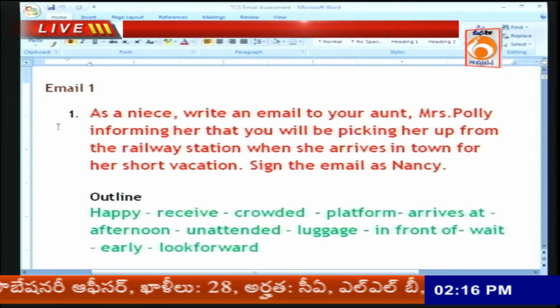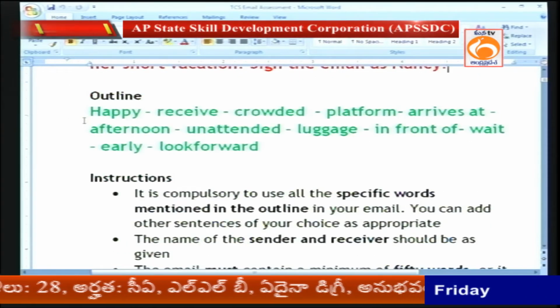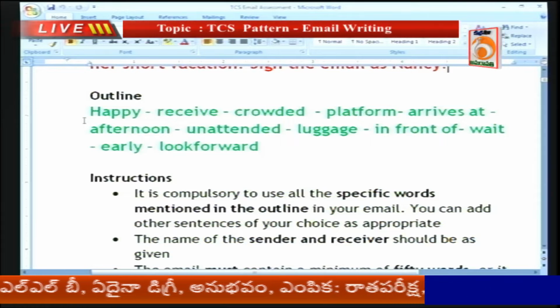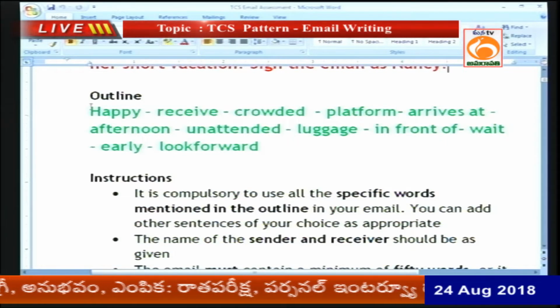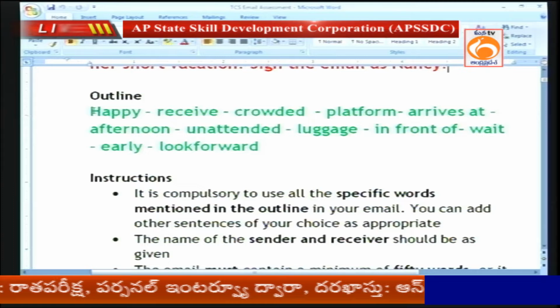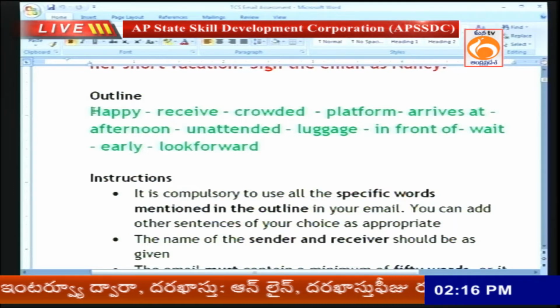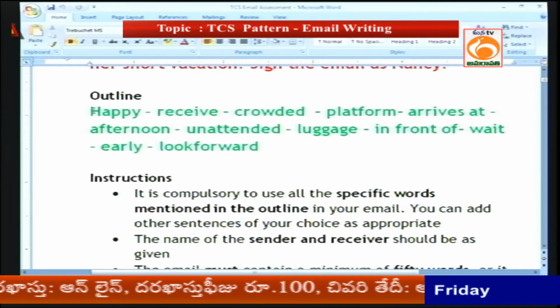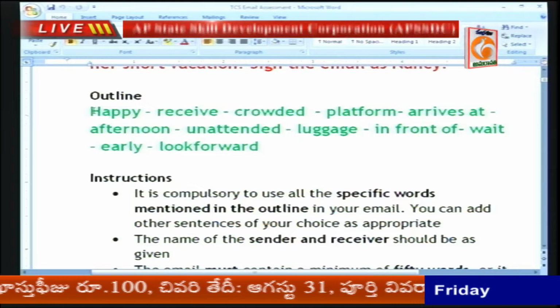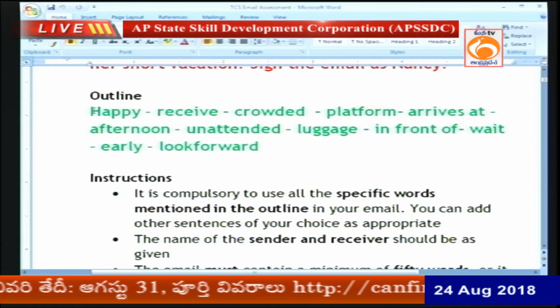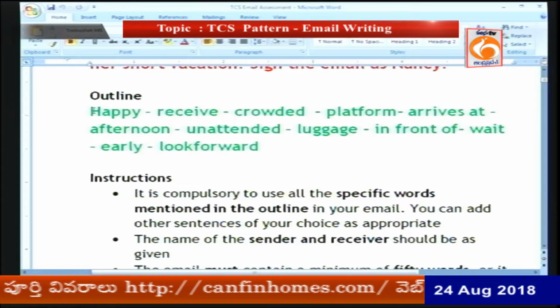Now every email will include an outline. An outline is nothing but the keywords that have to be included in the email. In this particular scenario, the keywords are happy, receive, crowded, platform, arrives, afternoon, unattended, luggage, in front of, wait, early, look forward.